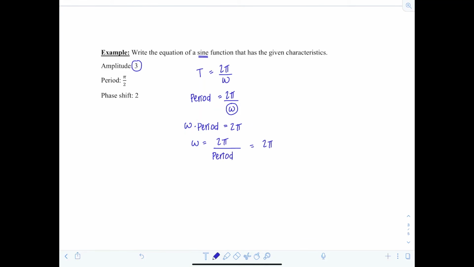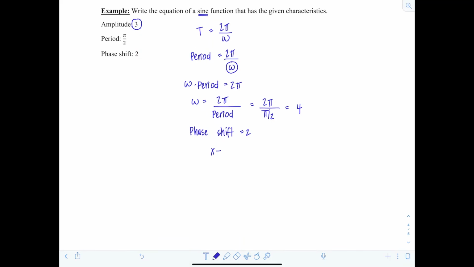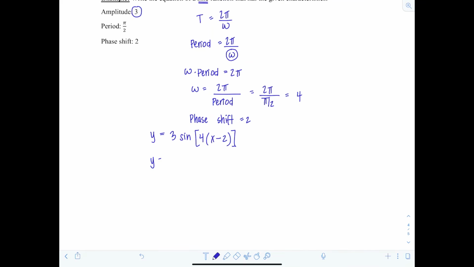So 2 pi over pi over 2 is going to give me 4. And then the phase shift is equal to 2, which means I'm going to have x minus 2, a 4 in front. This is a sine wave, and the amplitude is 3. See how I put everything together? And then for your final answer, you do want to distribute that 4 back out. So y equals 3 sine of 4x minus 8.